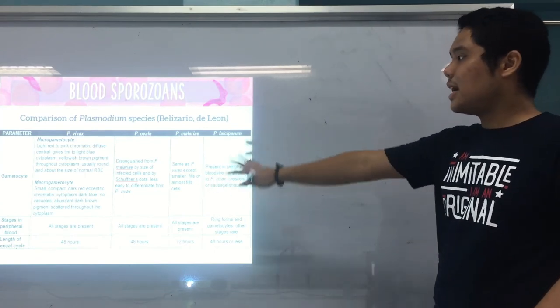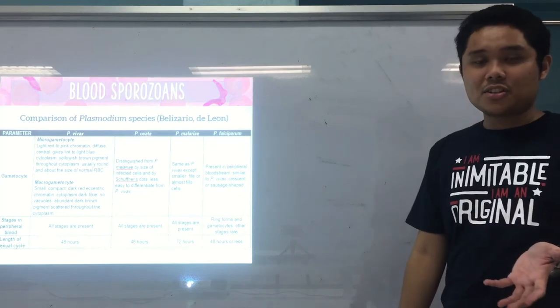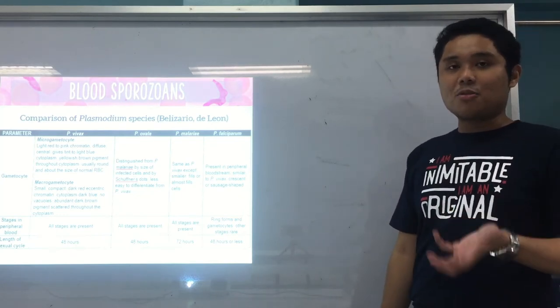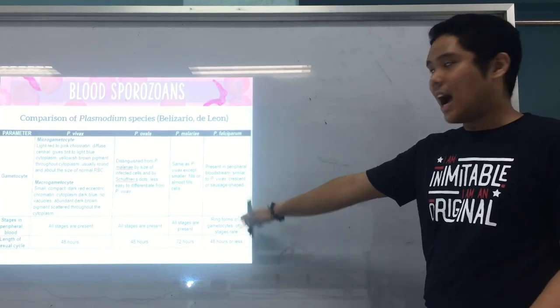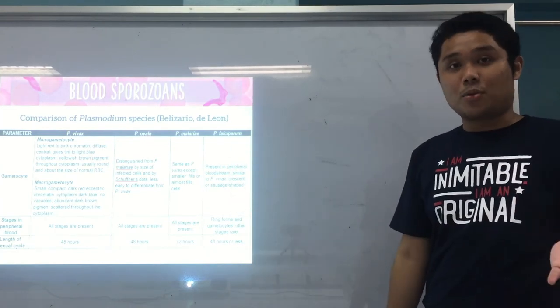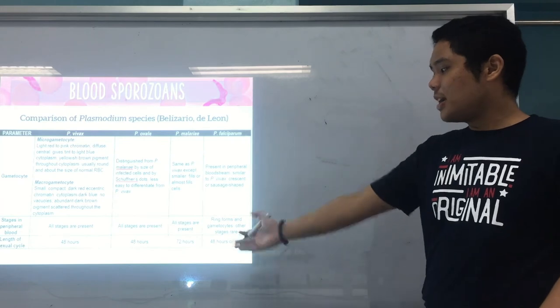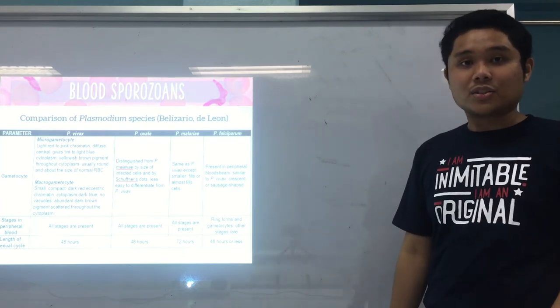For stages in peripheral blood, for P. falciparum, not all of the stages are seen. Seldom seen. And for length of asexual cycle, 48 hours or less for P. falciparum, so 36 hours. And again, for P. malariae, the longest, about 72 hours.